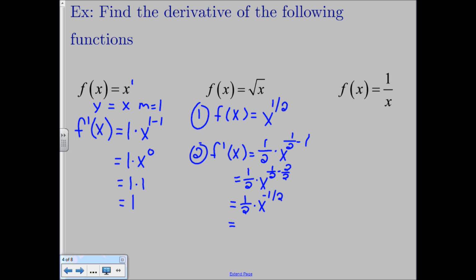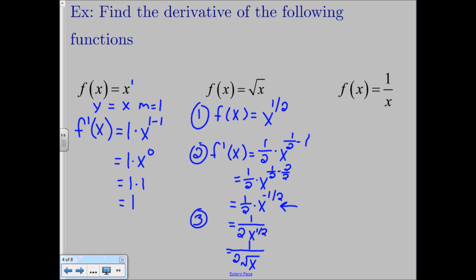which, if we rewrite it so we don't have any negative exponents, this could be considered our step 3 of simplifying. We get 1 over 2 times x to the positive 1/2, which is just 1 over 2 square root of x. So stopping here at this line, that's also acceptable. That's a fine derivative for you to write as your answer.